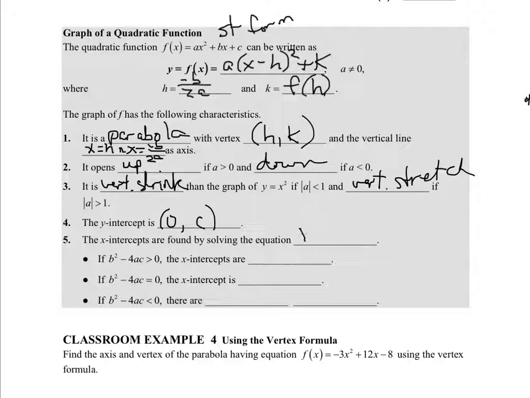So that means if we use x equals negative b plus or minus the square root of b squared minus 4ac, all over 2a, we would find our x-intercepts.